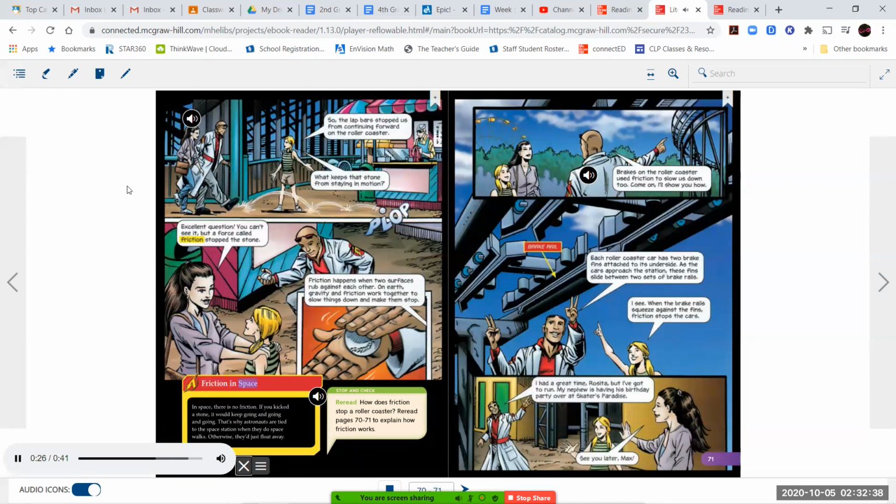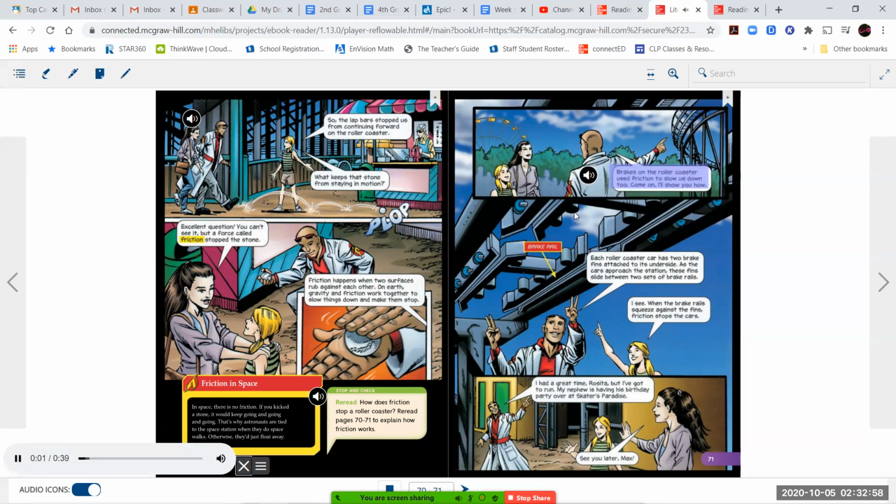Friction in space. In space, there is no friction. If you kicked a stone, it would keep going and going and going. That's why astronauts are tied to the space station when they do spacewalks. Otherwise, they just float away.